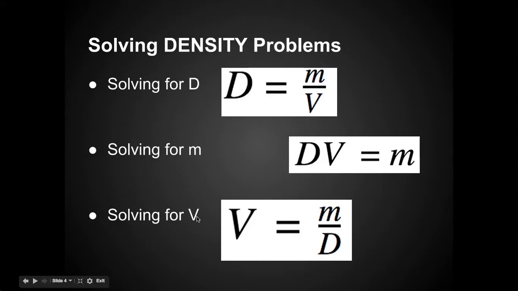Solving for volume is a little bit trickier, so I'm just going to use what I solved for the mass right here to solve for V. So I have D times V equals m. I want to get rid of this D, so I divide both sides by D. It cancels this D out right here, and you end up with V equals m over D, because I had to divide both sides by D. Dividing D on this side cancels it out, and dividing D on this side, you get mass over density, which is what we have right here.